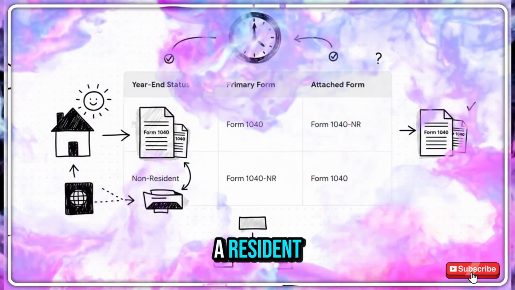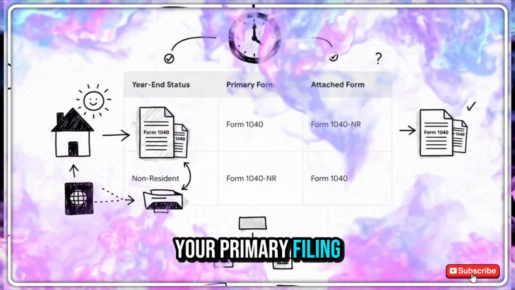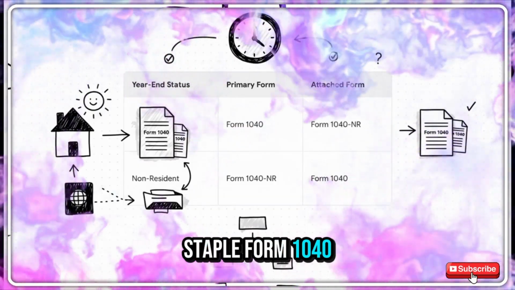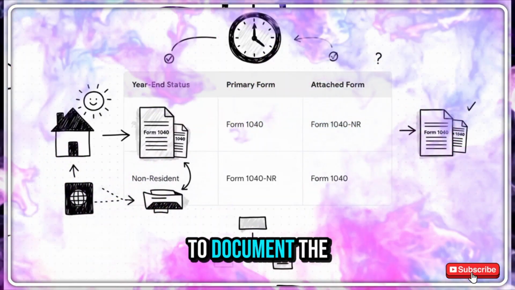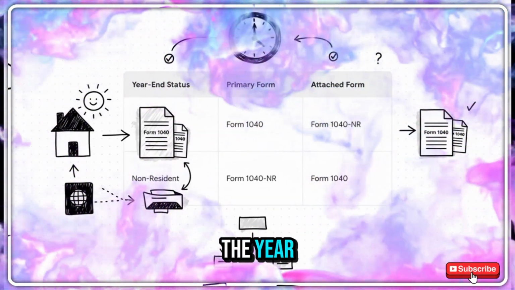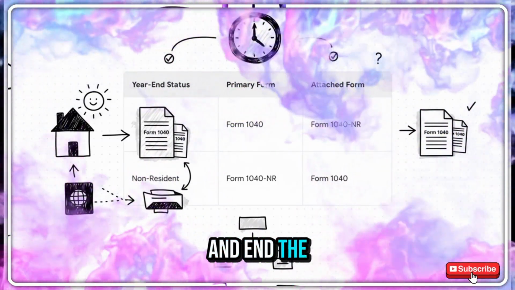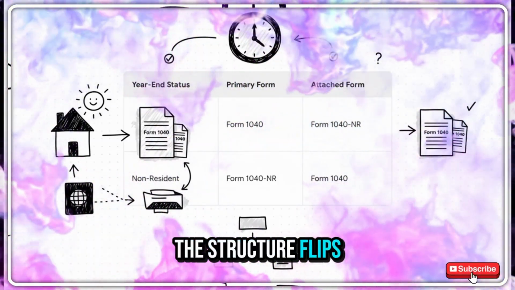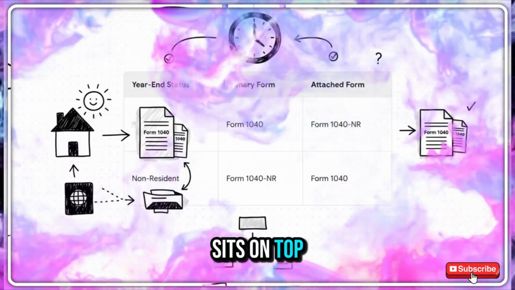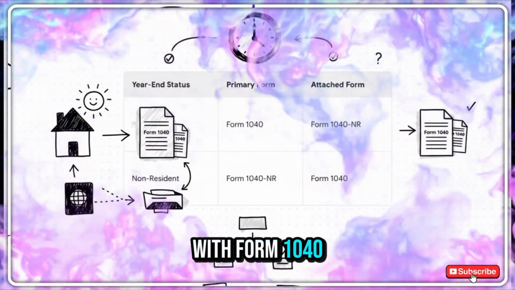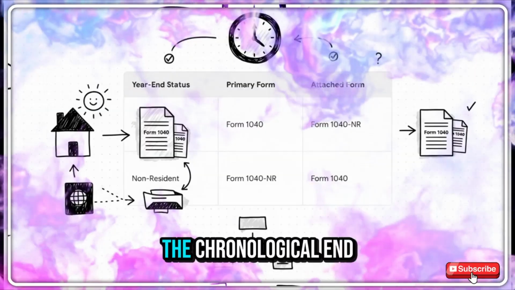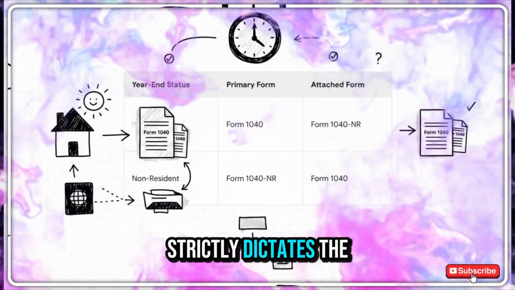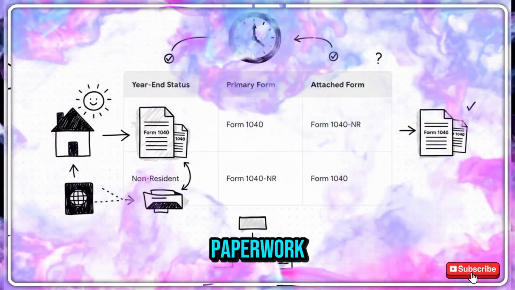If you end the year as a resident, Form 1040 is your primary filing, and you effectively staple Form 1040NR to the back of it to document the non-resident portion of the year. If you relinquish your residency and end the year as a non-resident, the structure flips. Form 1040NR sits on top as the primary, with Form 1040 attached as the supplement. The chronological endpoint strictly dictates the structural hierarchy of your paperwork.